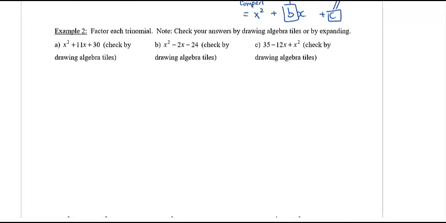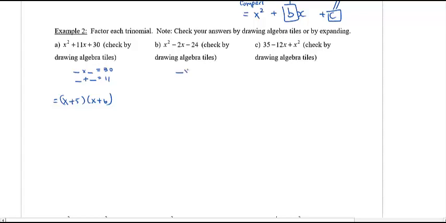I'm going to ask you to check your answers by either drawing algebra tiles or expanding, but I won't, so that this video doesn't go super long. But the idea here is think about this. Find two numbers that multiply to 30, and those same two numbers add to 11. Think. 5 times 6, 5 plus 6, x plus 5 times x plus 6. Done! That's it. You're done.